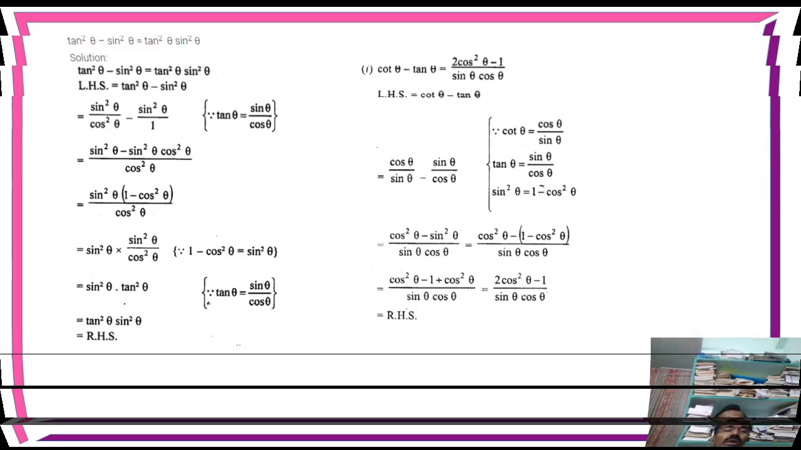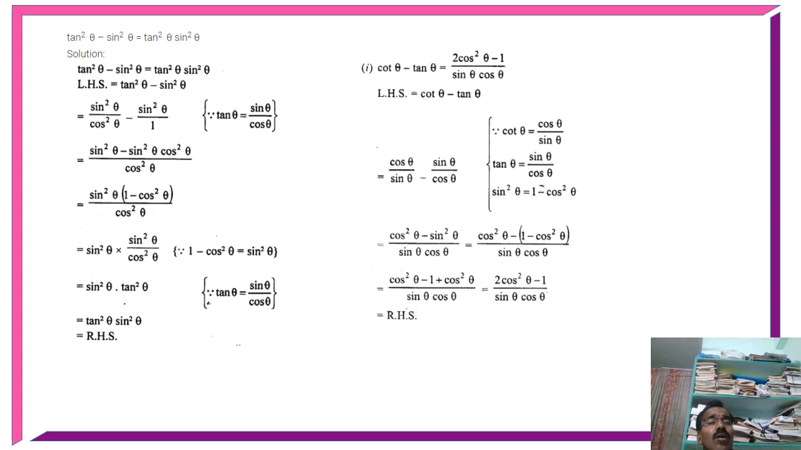In this slide it is given to prove that tan square theta minus sin square theta equals tan square theta into sin square theta. Let us take the LHS the same way. We know that tan theta we can write as sin theta by cos theta. So tan square theta we can write as sin square theta by cos square theta minus sin square theta by 1 for our convenience. What is the LCM over here? Cos square theta. So cos square theta cancels, sin square theta minus, if you do cross multiplication, sin square theta into cos square theta.